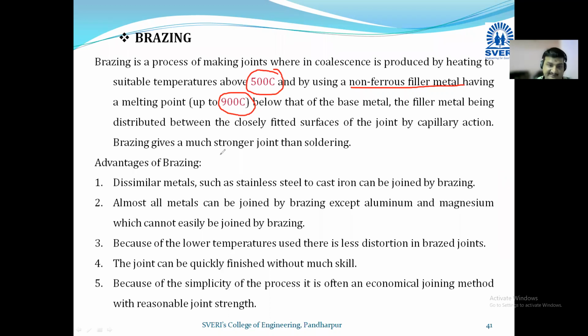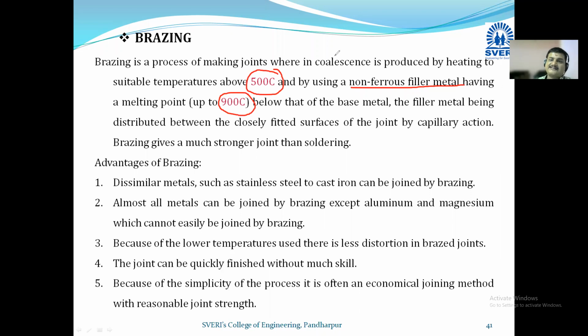That is the speciality of brazing. And that joint has a higher melting temperature. That's why we can get a stronger joint compared to the case of soldering.